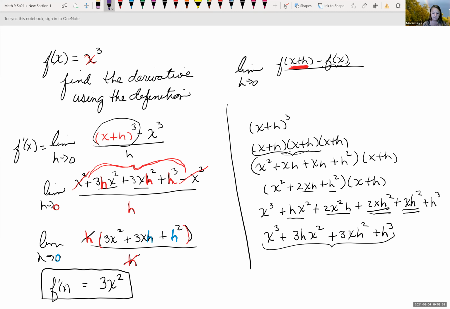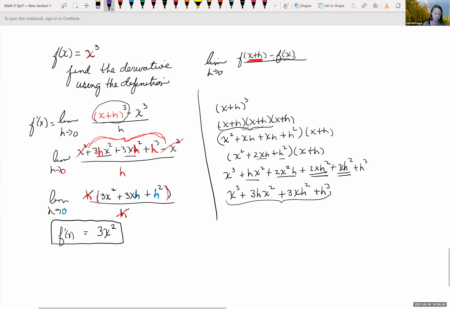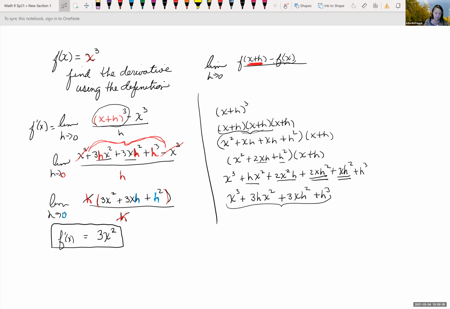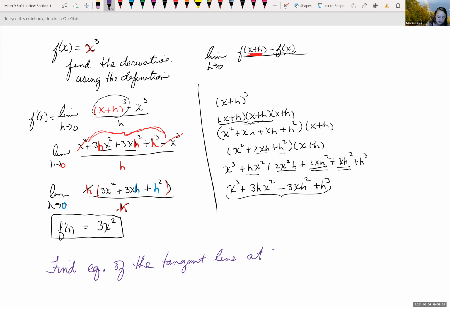So let's extend this further. Let's find the derivative at a particular value. There are a couple of ways that they could ask you to do this. They could say, find the derivative of f of x when x is equal to 2. Find f prime of 2. They might ask you to find the equation of the tangent line when x is 2. So let's do that. Let's find the equation of the tangent line at x equals 2 on f of x equals x cubed.